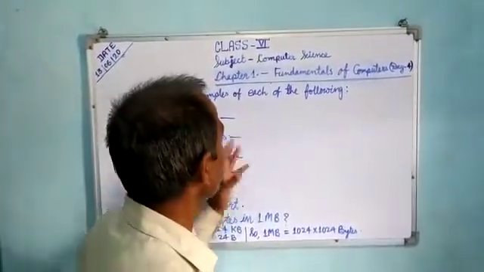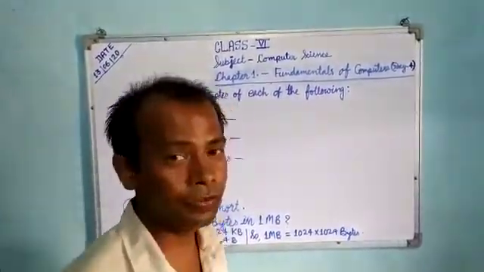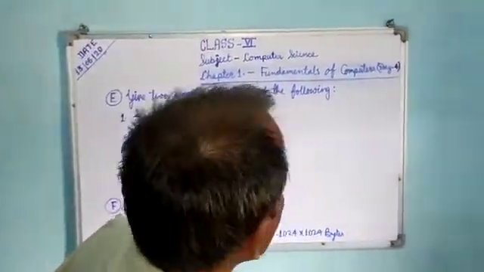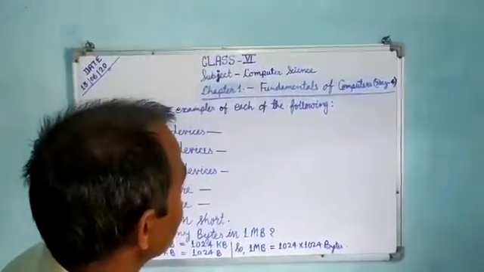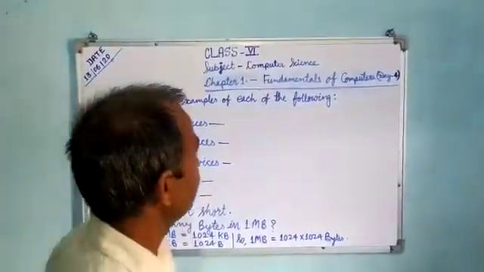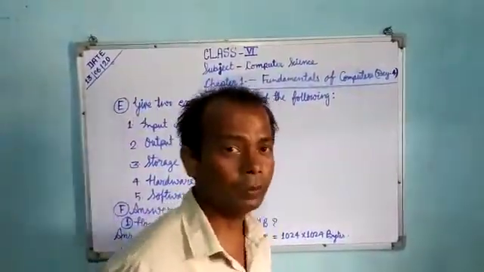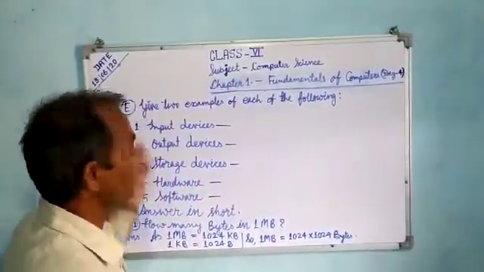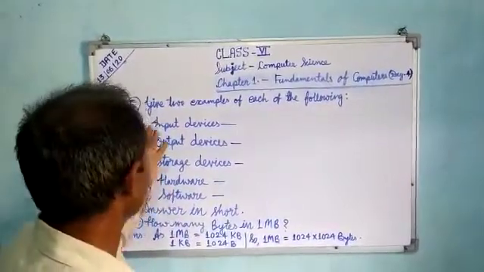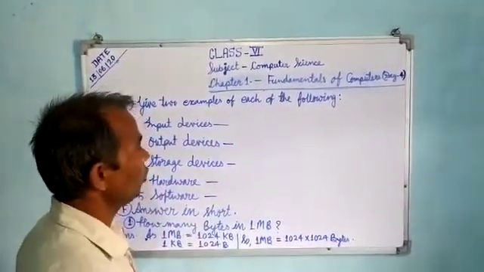I am going to talk about class 6 computer science, and here is the first chapter, Fundamentals of Computers. This is the fourth day of this chapter. I have already discussed three days, and right now I am going to solve the exercise questions. So let's see these questions. Give two examples each of the following.